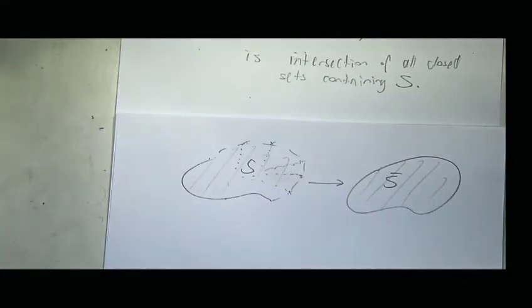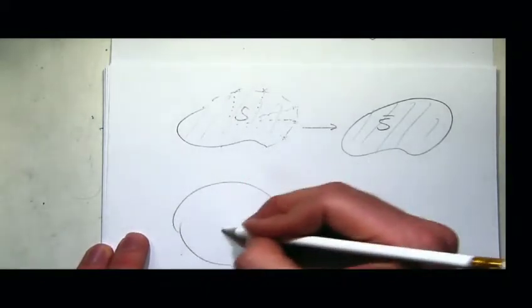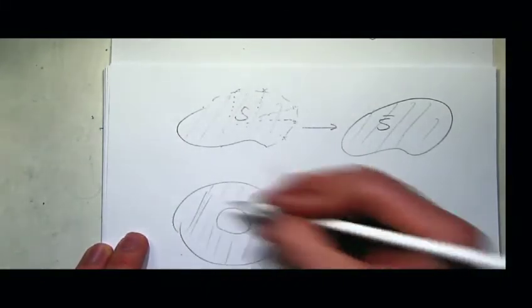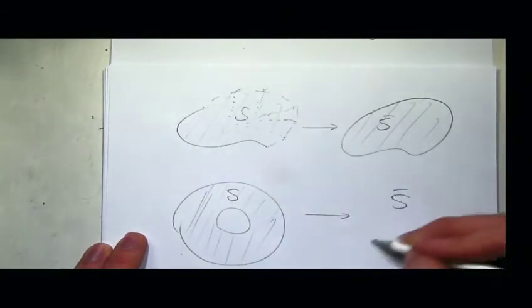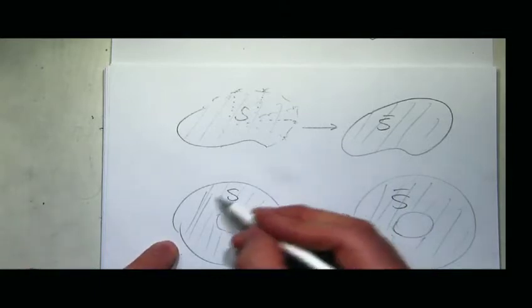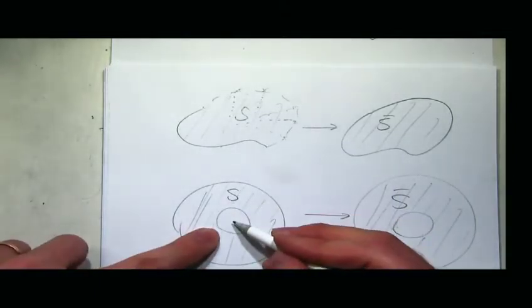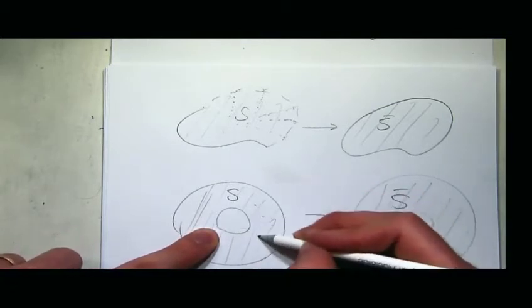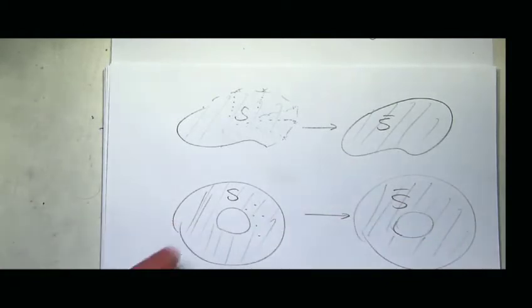Would the closure of a closed donut include the center? No. The closure of this is the same as it was before, and even if they were open, it would still be this. It doesn't include the actual center, because if we think about it in terms of sequences, sequences that live inside this set can't reach that center. If I draw a path, I can't get into there, so none of the limits of any of the sequences that live inside S can be there, so I can't add them to get the closure.